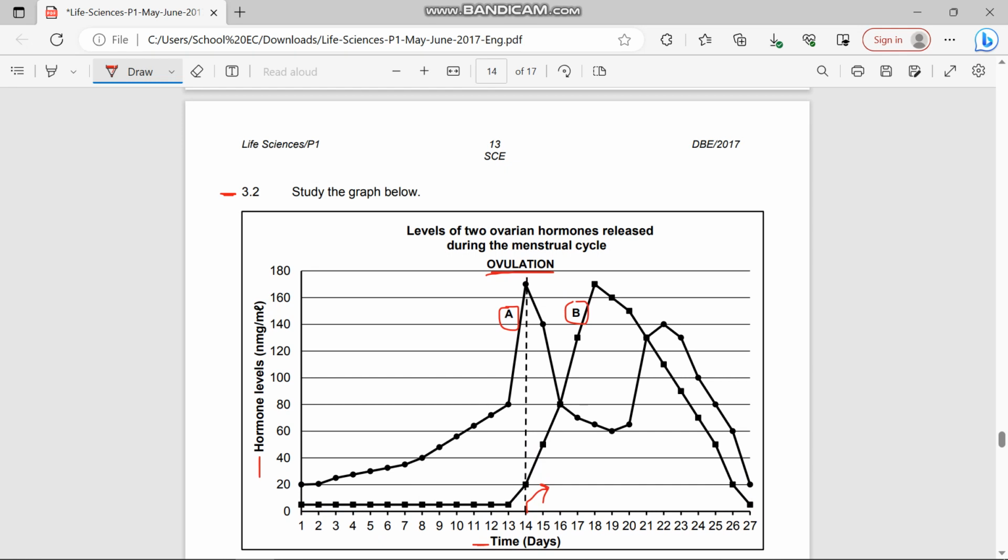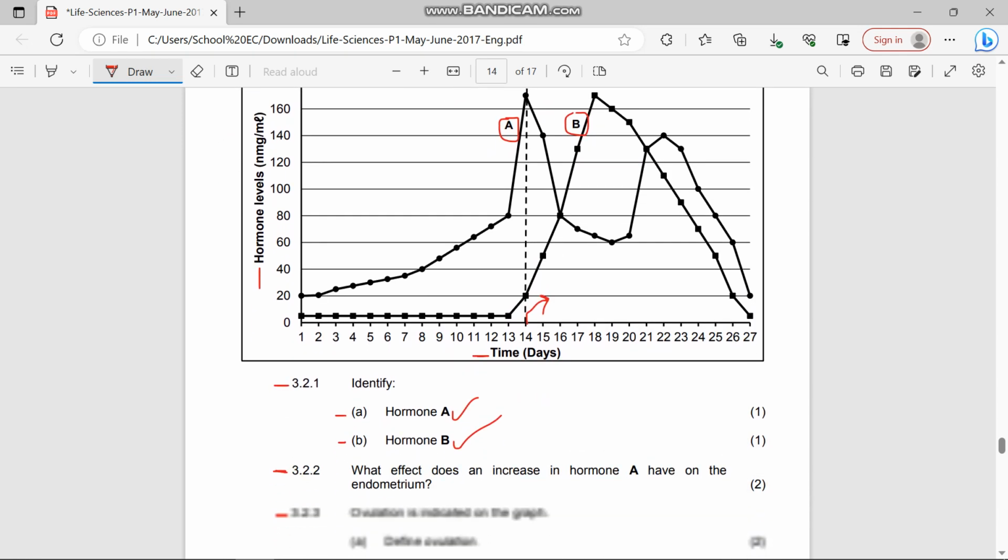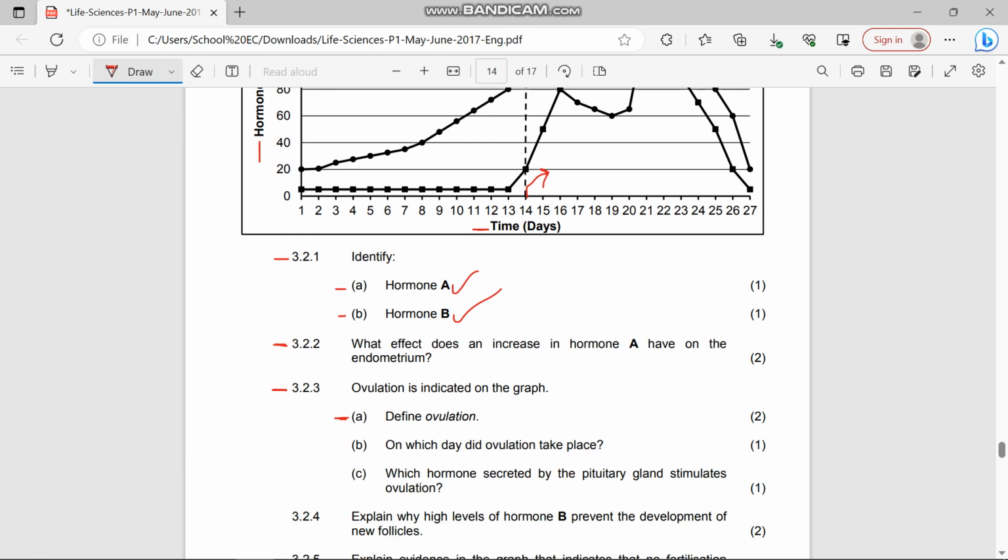Okay, so ovulation is the release of the ovum, or the egg. Ovum is a synonym of egg, guys. So it's just the release of the egg from the Graafian follicle, or from the ovary, right? That's how we define ovulation. And on which day does ovulation take place?